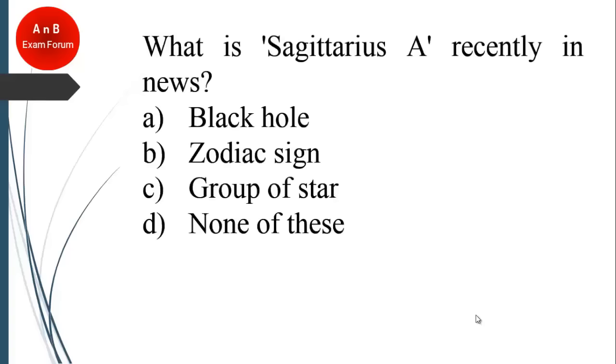Now this is a recent news question. What is Sagittarius A? Okay, options are black hole, zodiac sign, group of star, and none of these. Most of the students who answered this question got it wrong, they chose zodiac sign, but it is not a zodiac sign, it is a black hole. Okay, they have recently found that it is a black hole.